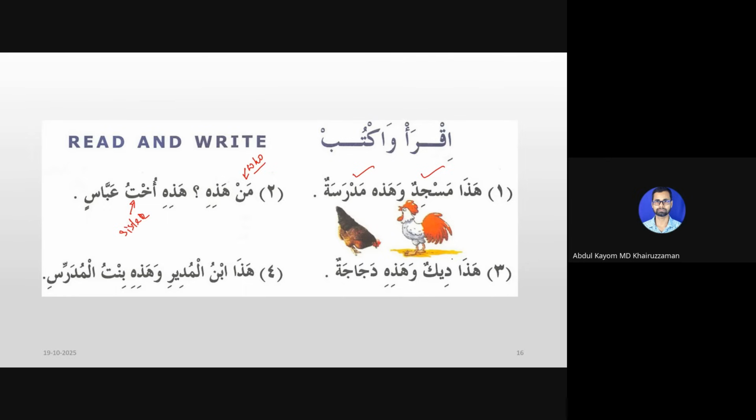Then hadha dikun, this is a rooster. Wahadhihi dajajatun. Dajajatun means hen. And this is a hen. هذا ابن المدير وهذه بنت المدرس. So this means this is the principal's son, and this is the teacher's daughter.